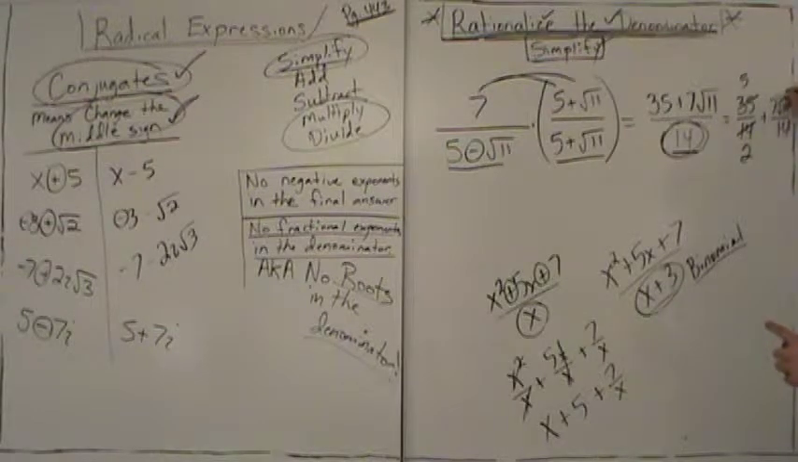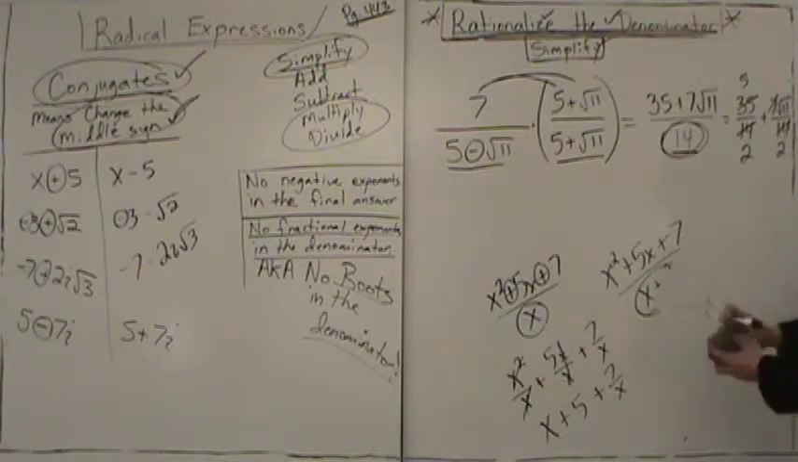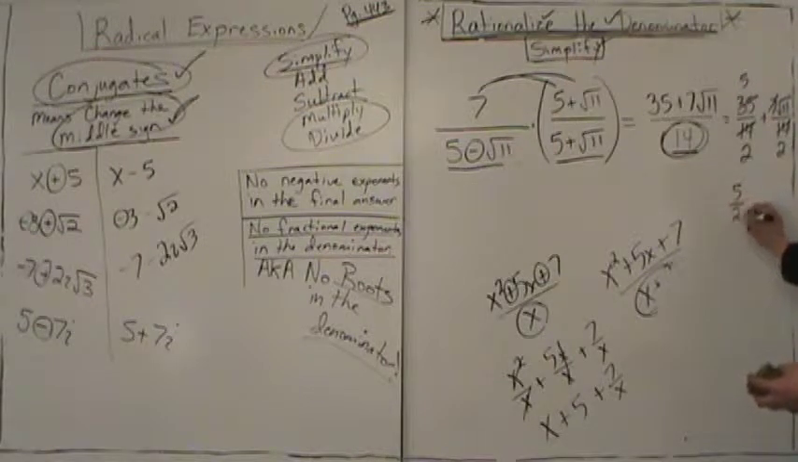Now over here we can cancel the 7 with the 14. Divide them by 7. 7 divided by 7 is 1. We don't write the 1. 14 divided by 7 is 2. And our final answer is 5 over 2 plus root 11 over 2.